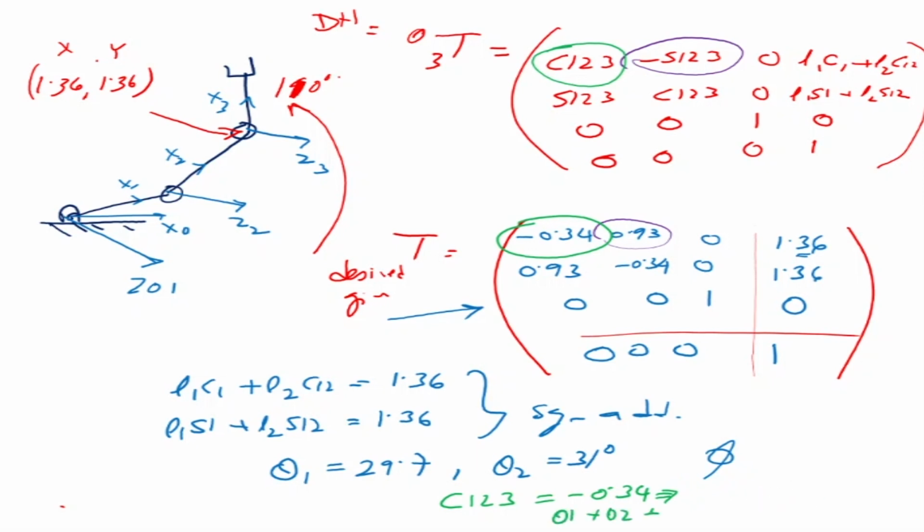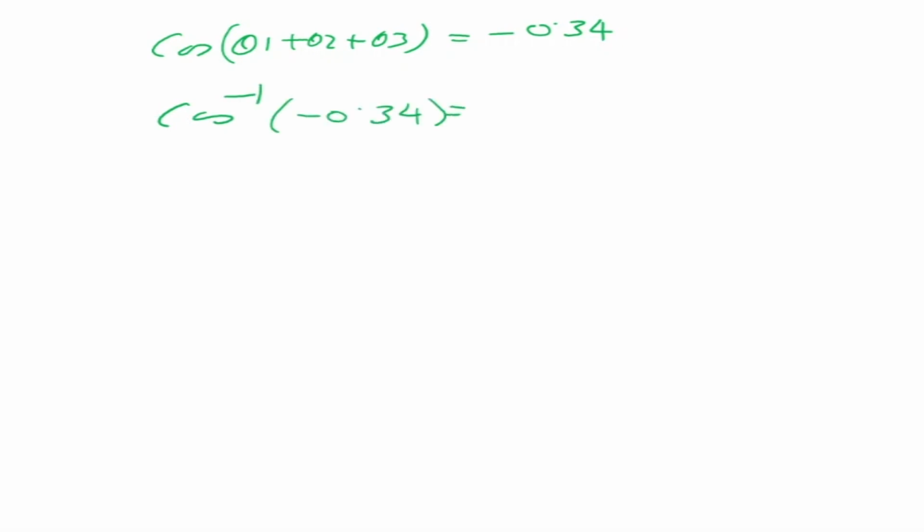So you're given cos of (theta 1 plus theta 2 plus theta 3) is equal to minus 0.34. So I take cos inverse, which gives me theta 1 plus theta 2 plus theta 3 equal to 109.8 degrees. Again, you see there is a slight approximation coming in. We said 110, but this is coming 109.8, again because of the two decimal places problem. Taking cos inverse of minus 0.34 gives 109.87. That's how I got it.